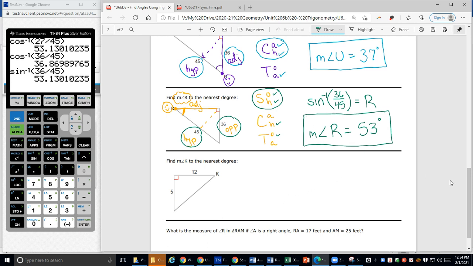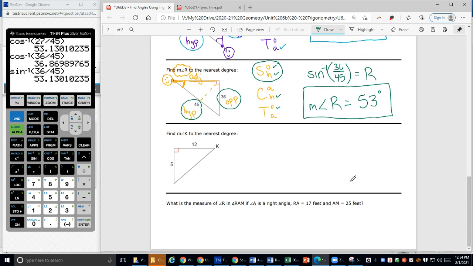Okay. All right, we'll go ahead and save the last two. Notice one doesn't have a picture, so you might want to come back to see how to do it if you don't have a picture. We'll save these last two for the third video.